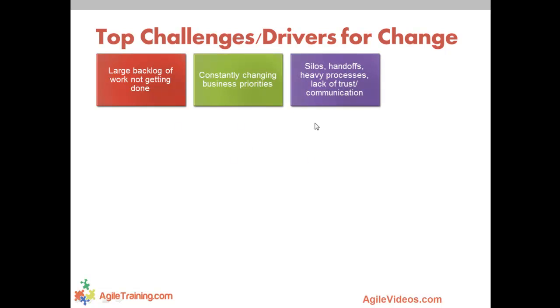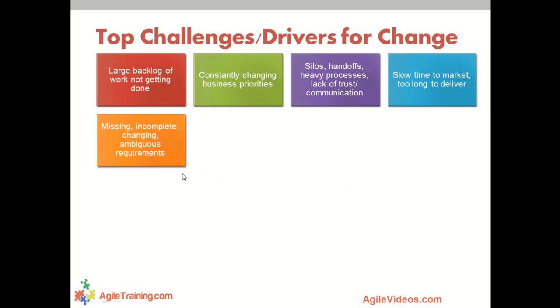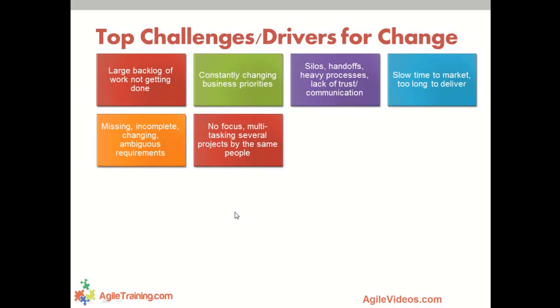Constantly changing business priorities, silos, handoffs, and heavy processes, lack of trust and communication between departments, slow time to market, so it takes forever to get anything delivered, missing, incomplete, changing, and ambiguous requirements. That covers all of the stuff with requirements, right? They're not there, they're incomplete, or they're changing. There's no focus, and I would say this is one of the biggest ones from all the organizations that we have been consulting with. The lack of focus, the multitasking, everything being done at the same time has been the biggest source of inefficiency and waste.